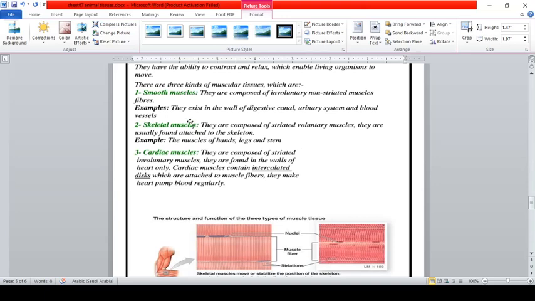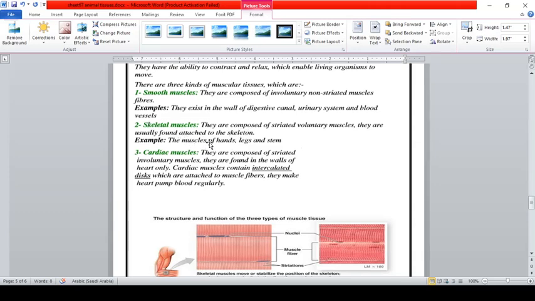And the second type, skeletal muscle. Skeletal muscles we always find adjacent to our skeleton, to our bones, so we call them skeletal muscles. They are composed of striated voluntary muscles. Here, smooth is involuntary and not striated, but skeletal is the opposite, striated and voluntary. So we can control it, we can contract it, we can relax it, and so on. They are usually found attached to the skeleton, to our bones.